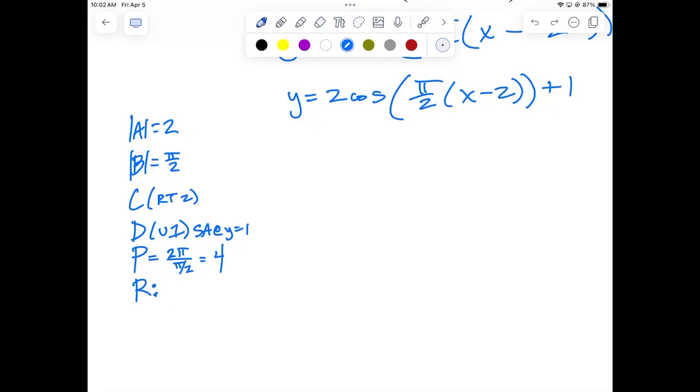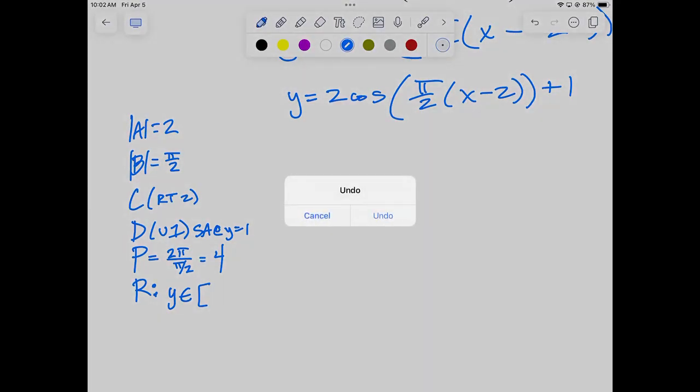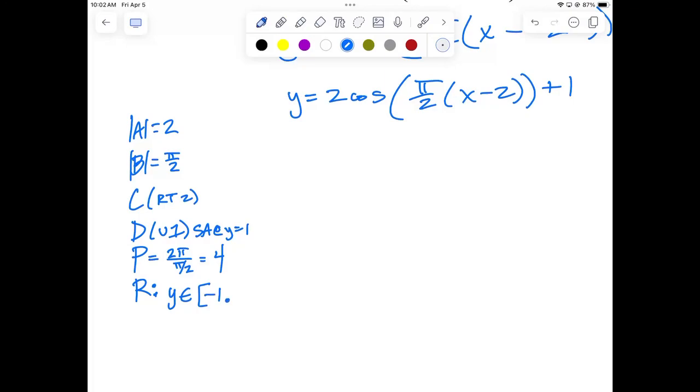It's going to be y epsilon. The low point is, let's see, how do we get the low point? We go to the D value, which is 1. That's our equilibrium, and we go down the amplitude, which is 2. So what's 1 minus 2? Negative 1, that's our low point. And then our high point is equilibrium 1 up to 1 plus 2 is 3. So there's our cute little range.